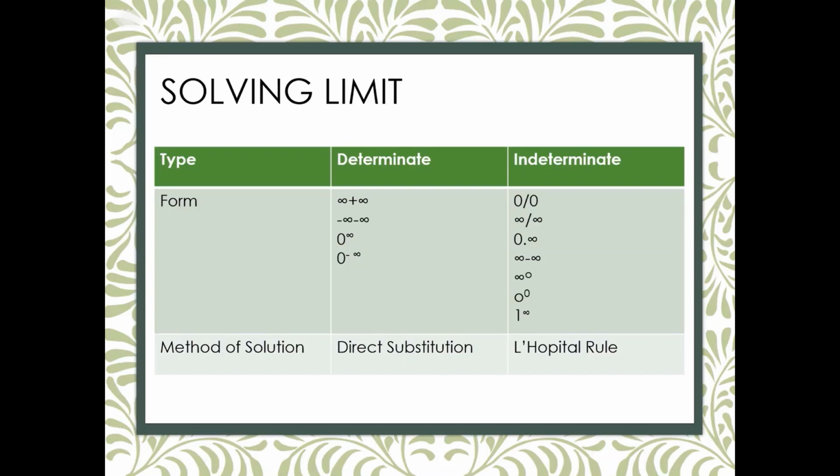Indeterminate forms here refers to the following 7 forms, such as 0 over 0, infinity over infinity, 0 times infinity, infinity minus infinity, infinity to the power of 0, 0 to the power of 0, and 1 to the power of infinity.